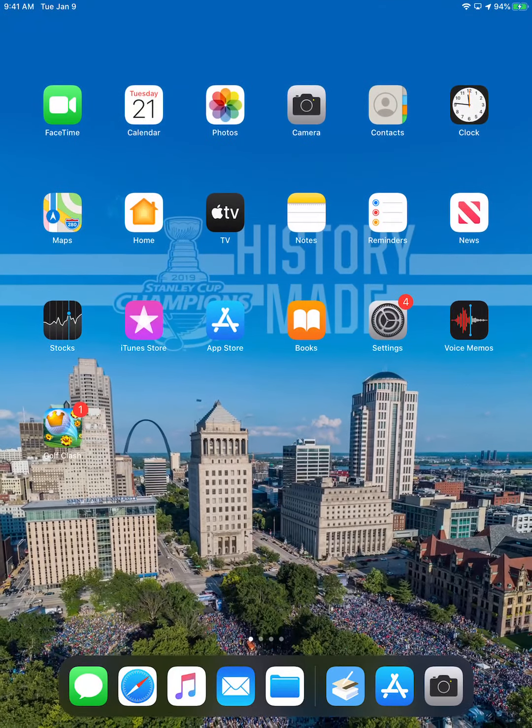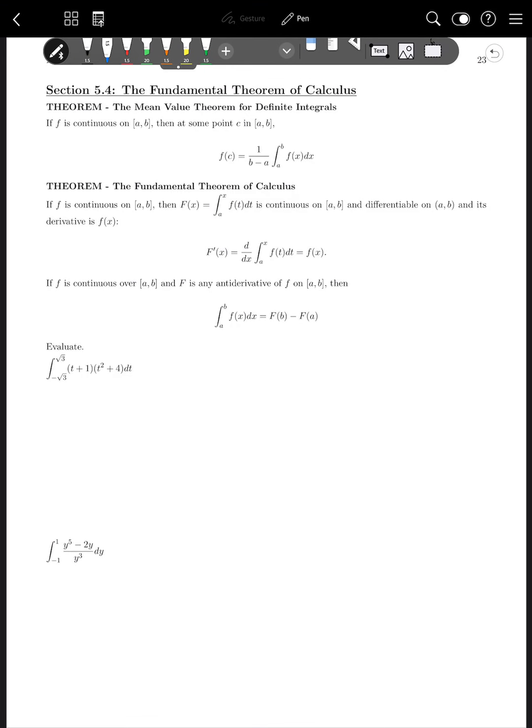So we're going to pick off where we left off last time, talking about the definite integral. You can go ahead and take out your handouts and open to section 5.4, which is on page 23, and we're going to start talking about the fundamental theorem of calculus. The fundamental theorem of calculus has to do with the idea of how we find definite integrals.